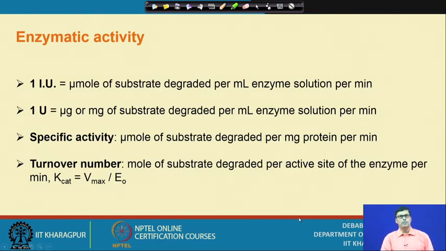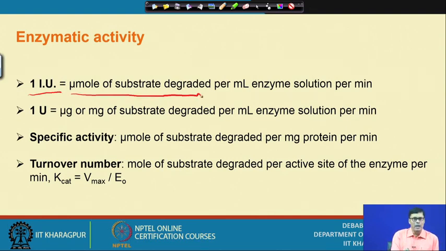Now, the next point that is very important is enzymatic activity. How good or bad an enzyme is can be expressed with the help of activity. Activity can be expressed in different ways. One is called IU, which means international unit. What is IU? The micromoles of substrate degraded or micromoles of product formed per milliliter of enzyme solution per minute.